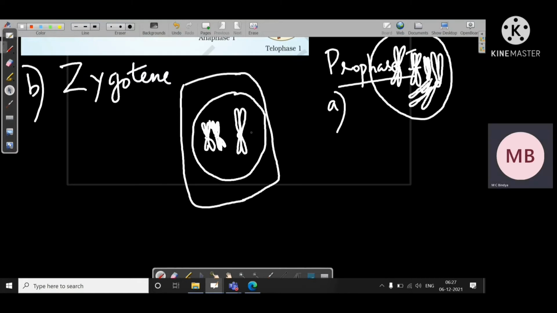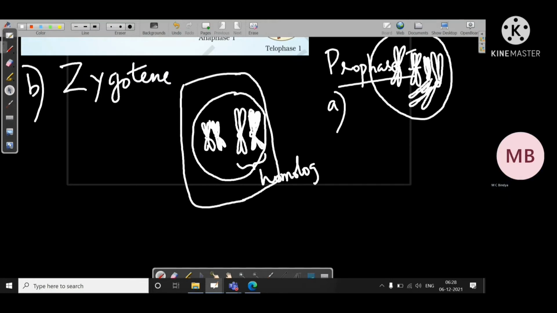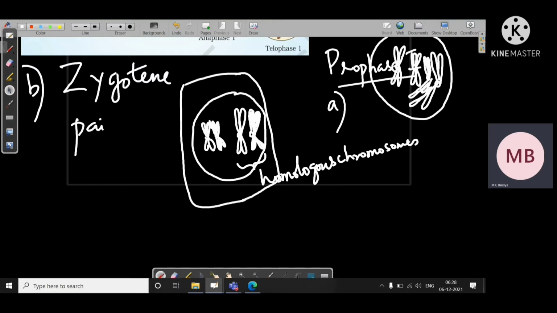In the zygotene stage, there is pairing of the homologous chromosomes. That is, the chromosomes that look similar in their length and sizes. Now these two are homologous chromosomes. So in the zygotene stage, we can see the pairing of chromosomes taking place.